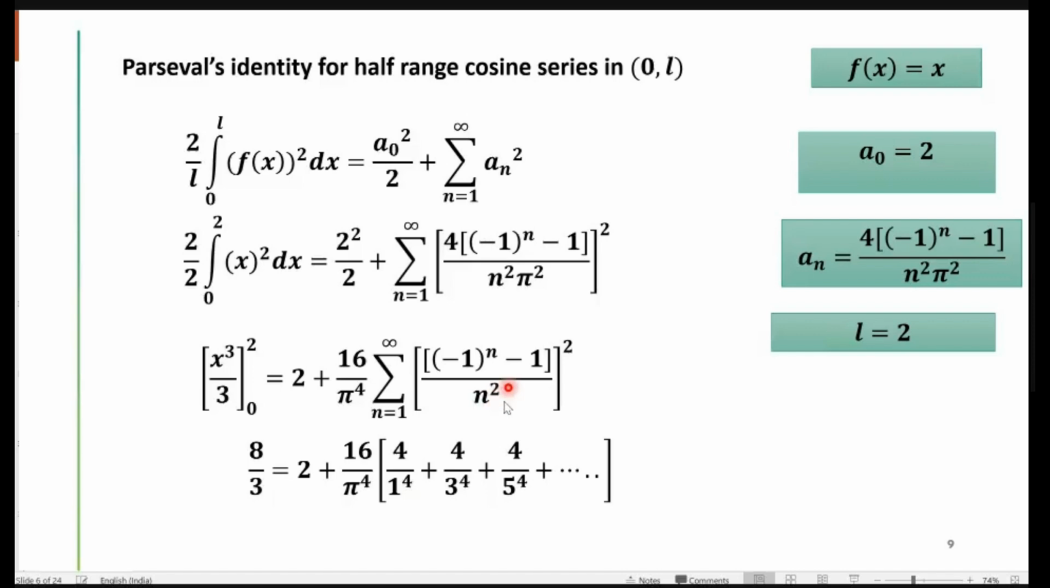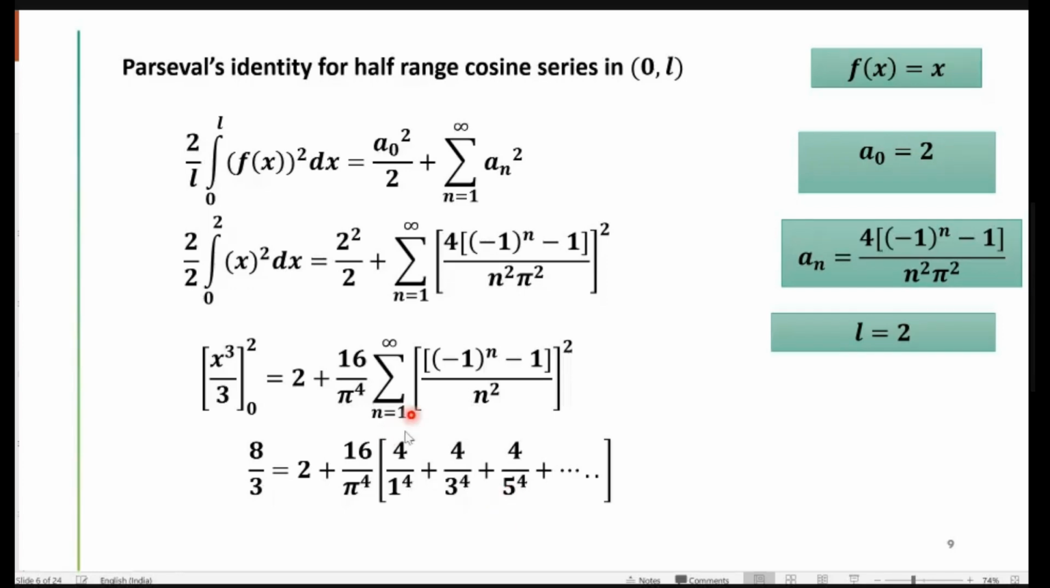और 1 raised to 4 है कैसे, बिकॉज अगर इसको स्क्वायर को सेपरेट किया तो n raised to 4 हो जाएगा. पुट n is equal to 2. अगर n को 2 पुट किया तो -1 the whole square हो जाएगा 1. 1 minus 1 will become 0. So when n is an even term, we will get the whole term to become 0. इसीलिए यहाँ पे खाली odd terms है.